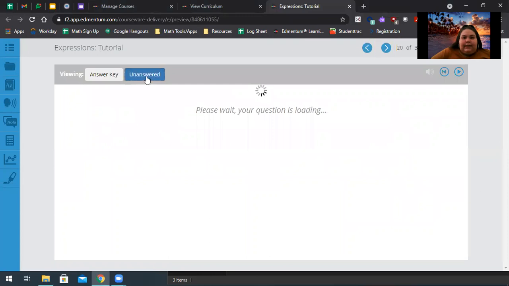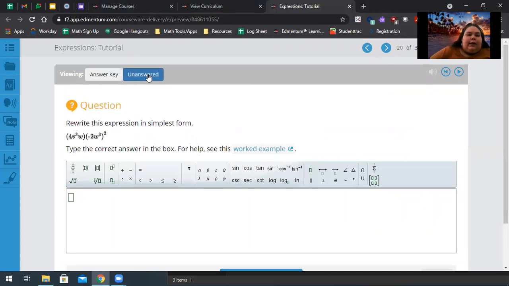Let's go ahead and take a look at this one together on slide 20. So rewrite this expression in simplest form. So I have 2 sets of parentheses there. And again, I like to break it apart, and you're going to notice that I like to color code a lot of this. Color coding just helps us organize this.